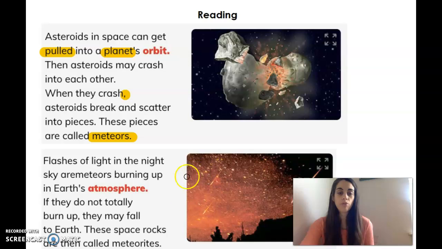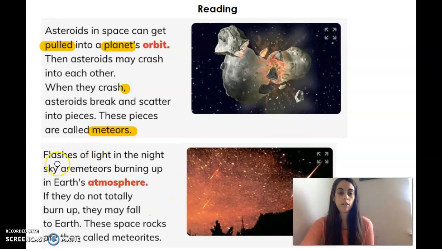Okay, now we're going to read the second paragraph. Point to the words flashes of light. These are flashes of light. A flash is quick. Flashes of light in the night sky are meteors burning up in Earth's atmosphere. If they do not totally burn up, they may fall to Earth. Here's meteors burning up when they arrive in Earth's atmosphere.